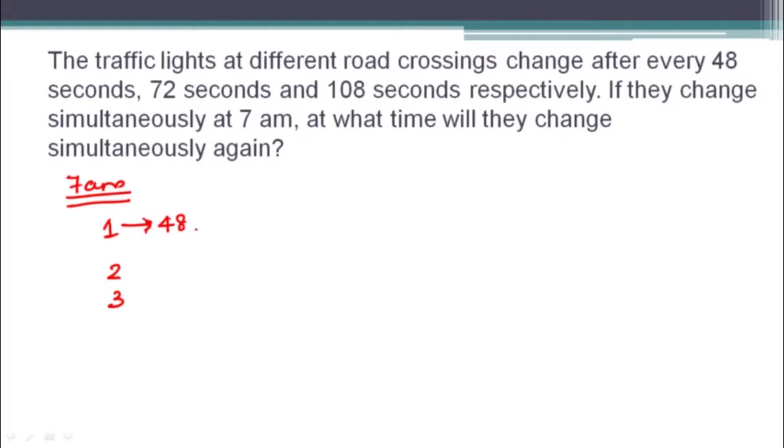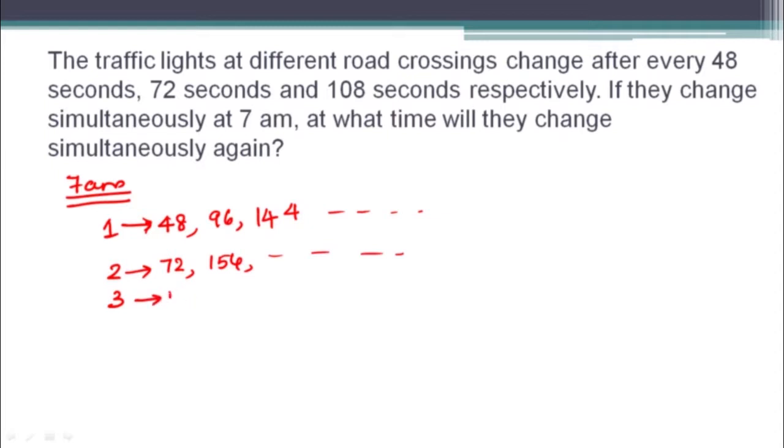The first traffic light will change in every 48 seconds. So first after 7 o'clock, in 48 seconds it will change. Then again the next it will change at 96 seconds and again next it will change at 144 seconds and so on. That's how this first traffic light will change. Look at the second traffic light. The second traffic light will first change in 72 seconds. Then next it will change at 72 plus 72, that is 144 seconds, and then again plus 72 and so on, right? That is, the second traffic light will change at 72 seconds, 144 seconds and so on.